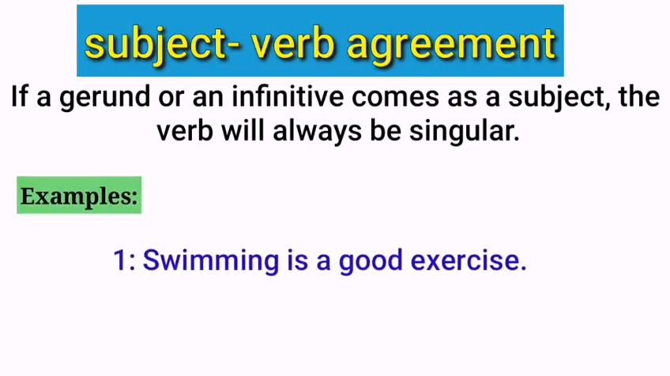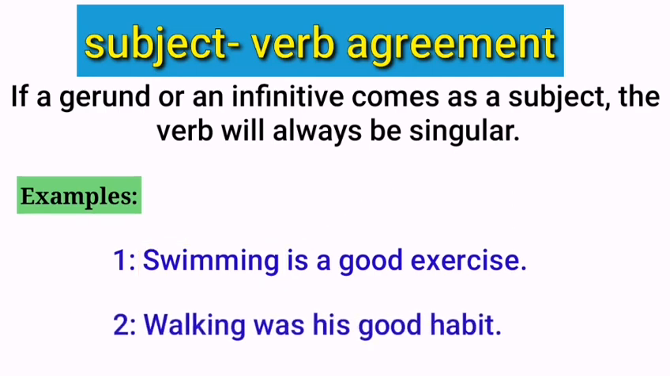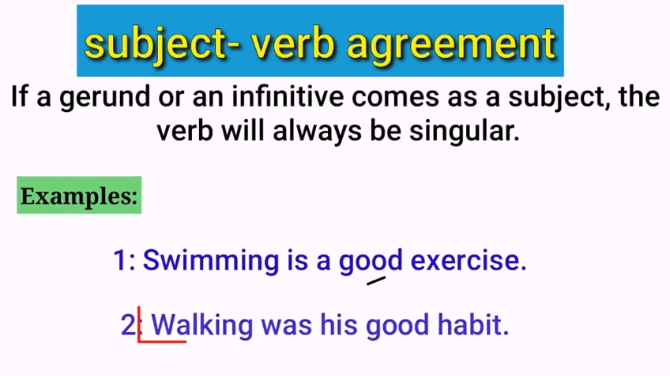Swimming is a good exercise. Observe the sentence, here, swimming is a gerund and it is used as the subject of this sentence. So, after this gerund we have used a singular verb. Walking was his good habit. Again the word walking is a gerund and it is used as the subject of this sentence, and it agrees with a singular verb, was. Simply, you can say with a gerund a singular verb is used.